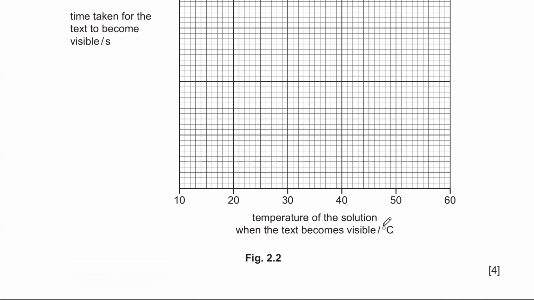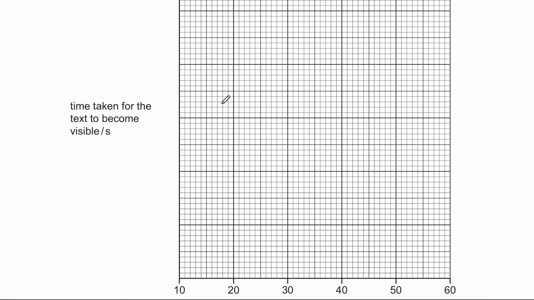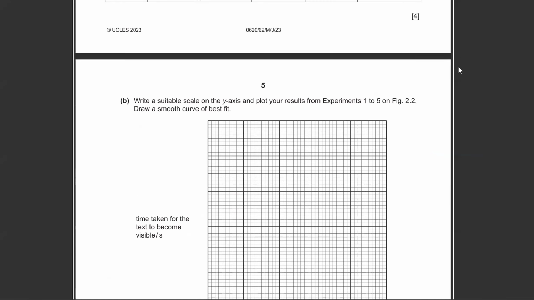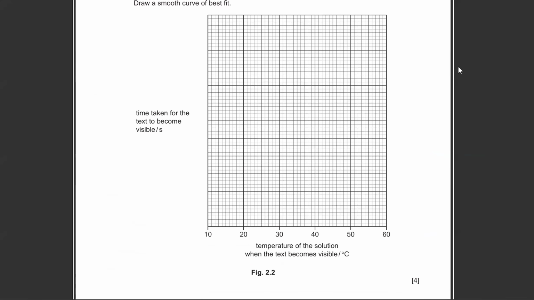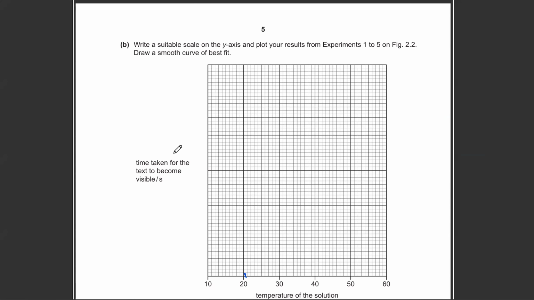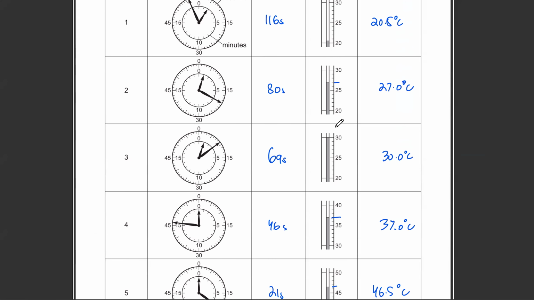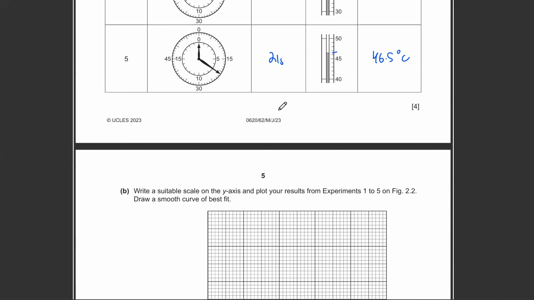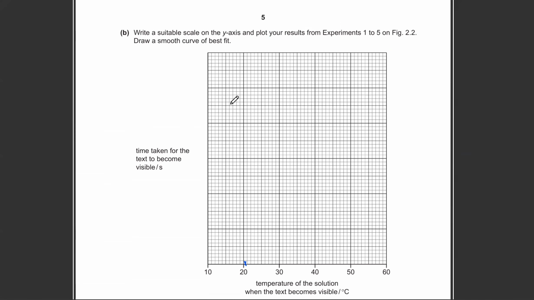So temperature of the solution when the text becomes visible and the time taken. For the first value, it's 116 and 20.5, so 20.5 is over here. You have to decide the scale yourself. Now, the y is the time, right? So that's 21 till 116. So you can plot up till 120, right? How many boxes do you have? You've got 1, 2, 3, 4, 5, 6. So you can have 20 per box, right?